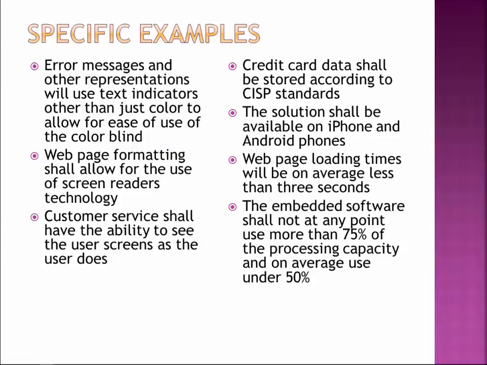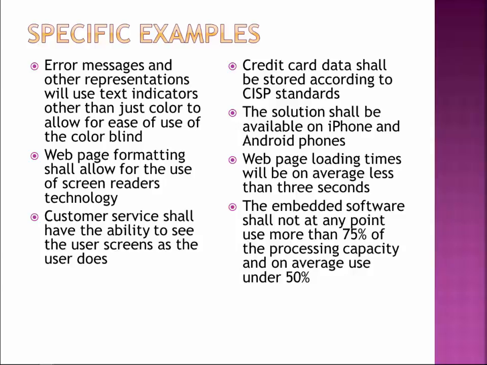Error messages and other representations will use text indicators other than just color to allow for ease of use for the colorblind. So often, you'll have error messages show up in red. And that'll be the only thing that's different about them. If people are colorblind, they can't see them. So put an asterisk next to them. Put a little image next to them. Something that indicates that it's an error message. You can just say "Error:". It doesn't matter what it is here in the requirement. It's a usability requirement that conforms with the Americans with Disabilities Act.